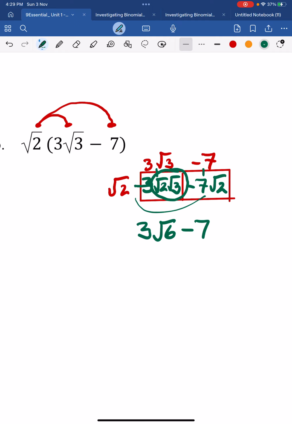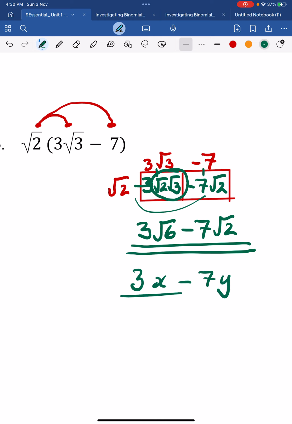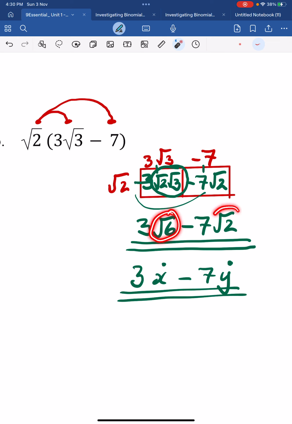We can't go any further with that with simplification because we can't add together these different roots because they're not like terms, right? This is root 6's, this is root 2's. They don't belong together in any addition. It's a bit like saying if I had 3x minus 7y, I couldn't simplify any further, right? Because we can't gather together x's and y's. In just the same way, therefore, we cannot gather together root 6's and root 2's.